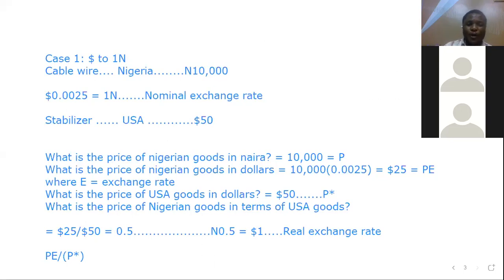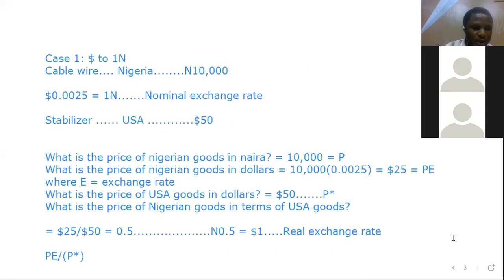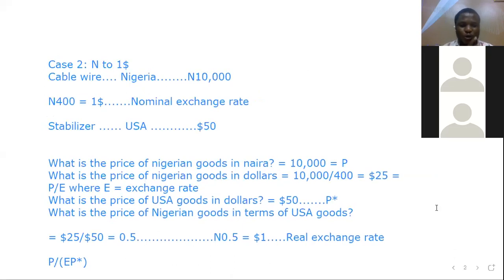So for nominal and for real exchange rate, if you decide to use case 1, this is what you get. If you decide to use case 2, this is also what you will get. Any question? Or do you understand? Please, if you have a question, raise your hand so I can call you. If everybody opens their mic and starts asking questions, it will be challenging. So, any question?